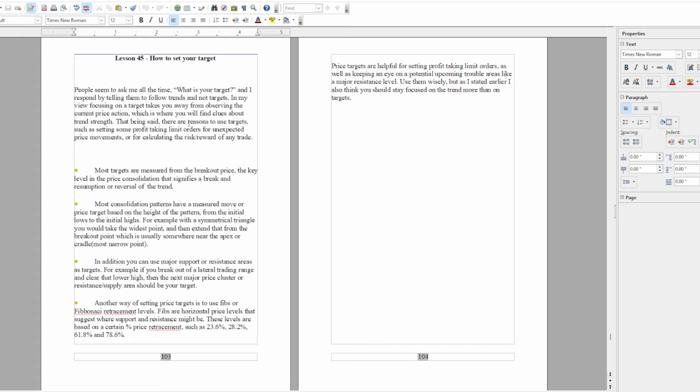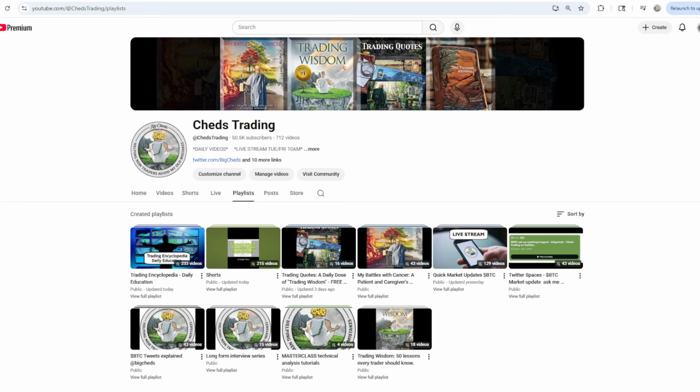But there are some reasons to use targets. Major structure above, maybe to take a little bit of profit prematurely to pay yourself for a good idea, and just to calculate, for example, the risk reward of any trade. You want to have at least a 3-to-1 risk to reward ratio. I have a separate video on that. But let's take, for example, in classical charting, the measured move. That's what these first two talk about. First, you measure from the breakout price, and then you have the measured move based on the height of the pattern. So let's look at what that might look like.